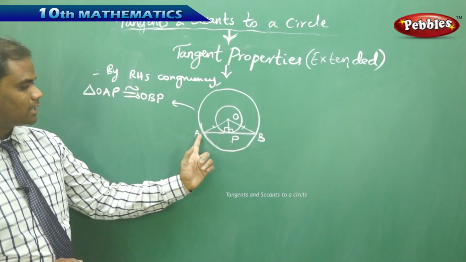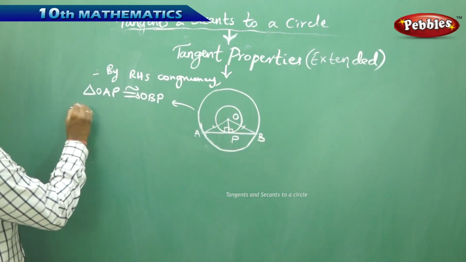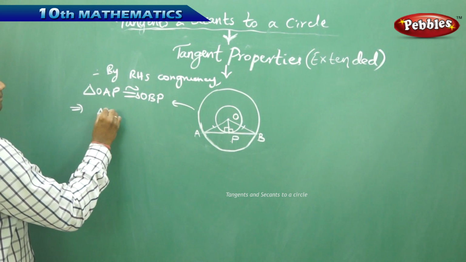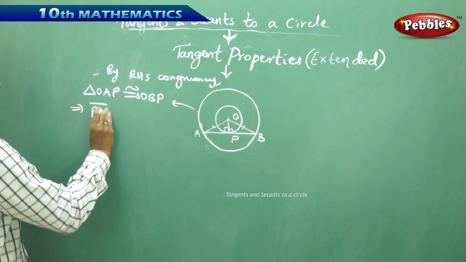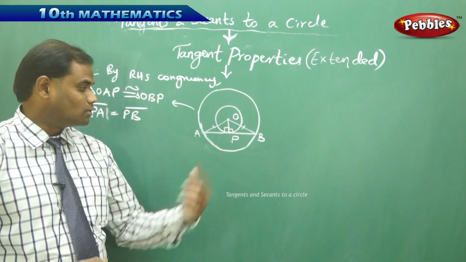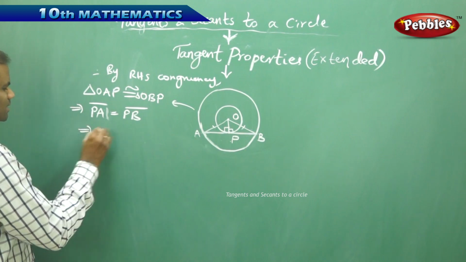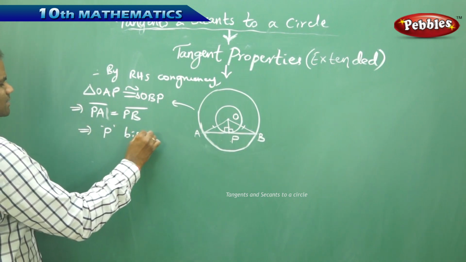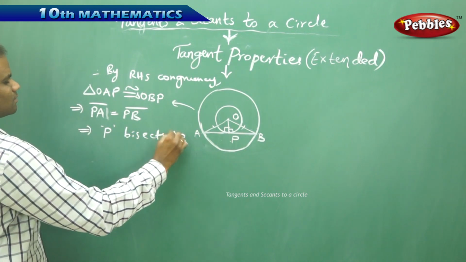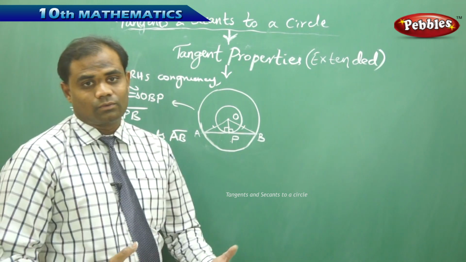Therefore, this triangle with the side AP must be equal to the other triangle with the side PB. That implies PA must be equal to PB, which we have proved through the congruency of two triangles. Therefore, PA equals PB implies P bisects AB, which is what the statement concludes.